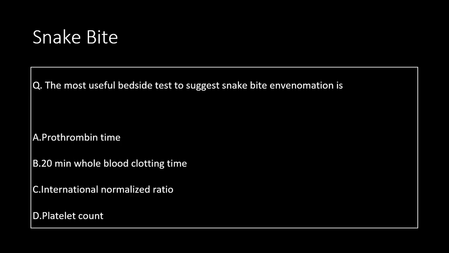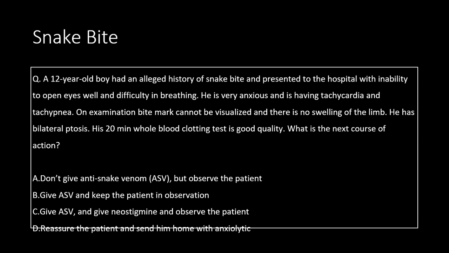Okay, so now what is the answer for this? Most useful bedside test to suggest snake bite envenomation. Which two? Whole blood clotting, 20 minutes whole blood clotting time. Okay, good. Now what is the answer to this? So 12-year-old boy, alleged history of snake bite, presented to the hospital, inability to open eyes and difficulty in breathing, very anxious, having tachycardia, tachypnea, bite mark cannot be visualized, no swelling at the limb, and he has ptosis. Okay, now what do you want to do? Yes, B or C or A? There is no bite mark. C. Okay, okay, good. So you have to give ASV, you have to give neostigmine, and you have to observe the patient.